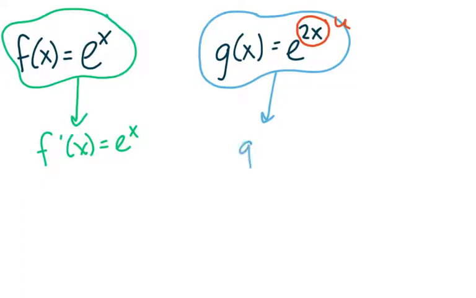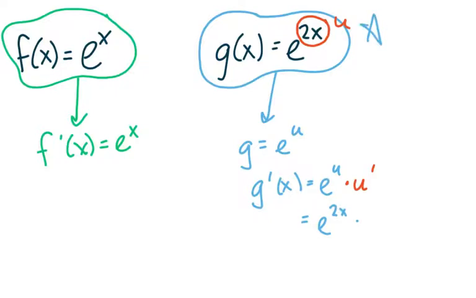So if I say, what is g prime? First, let's rewrite g as e to the u. So therefore, g prime will be basically just e to the u. But because of chain, we're going to multiply by the derivative of u on the outside. Okay, so that's just plugging back in. We just get e to the u was 2x. And the derivative of u up here is just 2. And we can put that constant in the front.